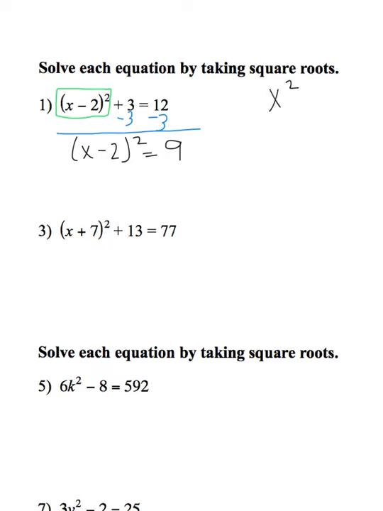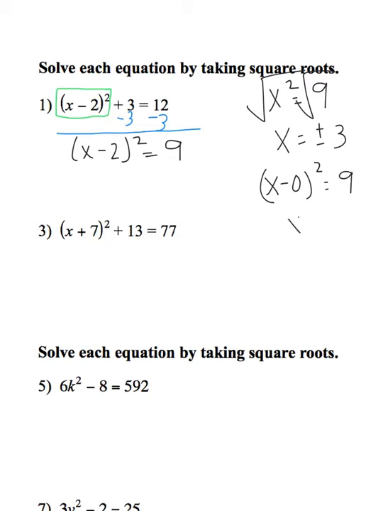Now this is the same thing as what we did in the last lesson, right? x squared equals 9. Remember, we took the square root of both sides and got x equals positive 3 and negative 3. Well, x squared is the same thing as x minus 0 squared, because x minus 0 is just x. So we just rewrite x minus 0 squared as x squared. We do the same thing for this problem here: x minus 2 squared equals 9.